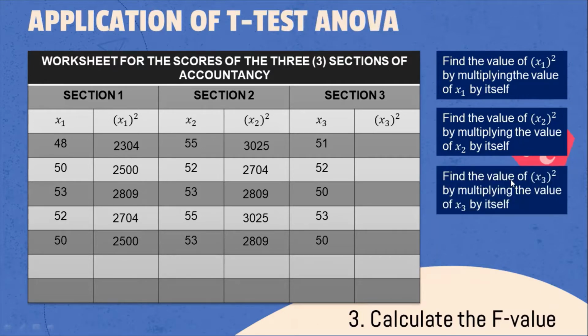Next, find the value of the square of x sub 3 by multiplying the value of x sub 3 by itself. 51 times 51 is 2,601. 52 times 52, that is 2,704. 50 times 50 is 2,500. 53 times 53, that is 2,809. 50 times 50, that is 2,500. Those are the first three steps.